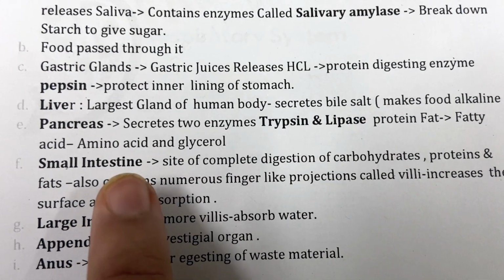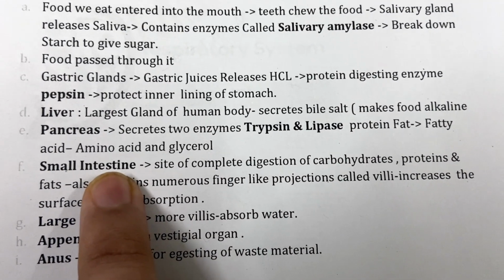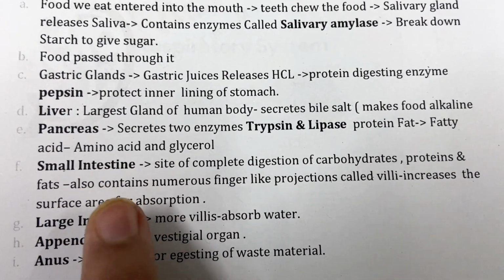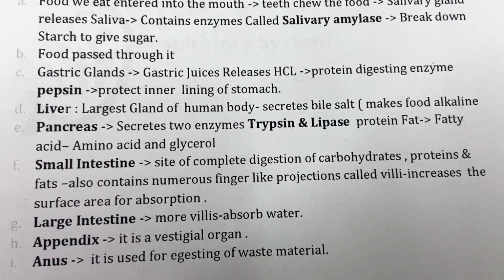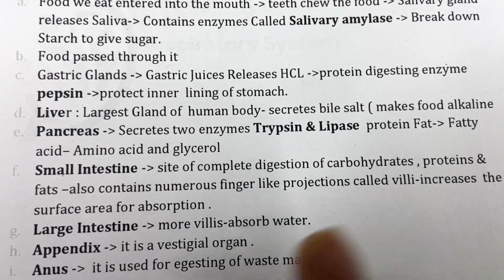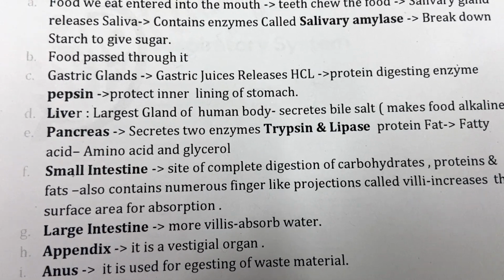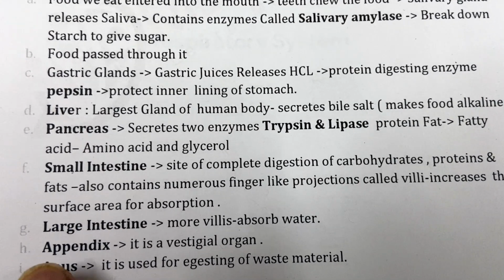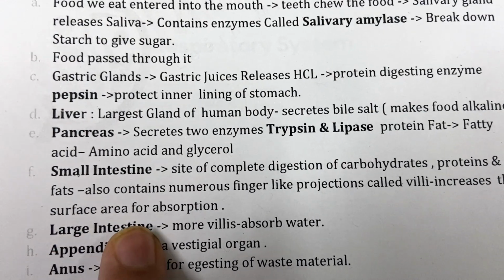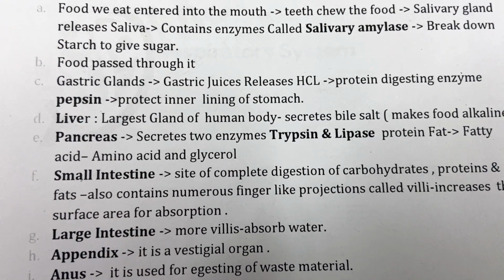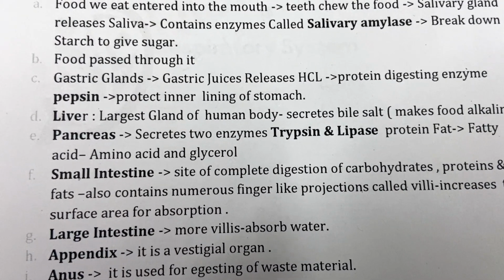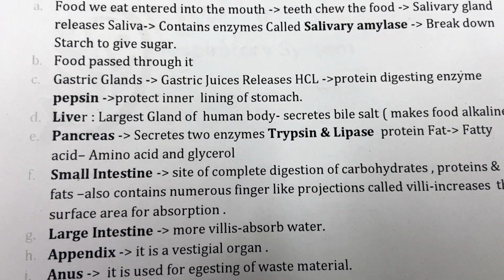After that, we should also remember that the small intestine contains many finger-like projections which are known as villi. These villi increase the surface area for absorption of food. Next, the food enters the large intestine. In the large intestine, mainly the absorption of water takes place.